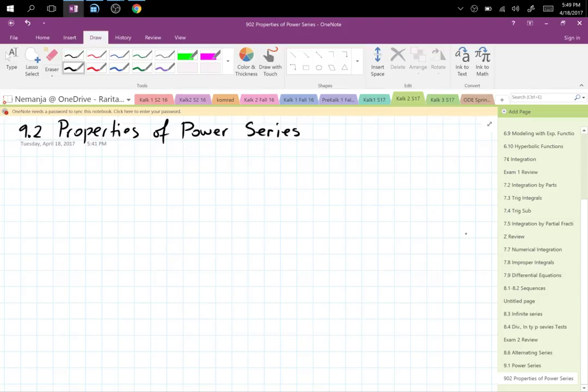So we talked about power series last time, and today we're going to take a look and finish the chapter on power series. We are going to look at properties. There are a few things that we can observe with power series. And the first concept that I would like to take a look at is the interval and radius of convergence.